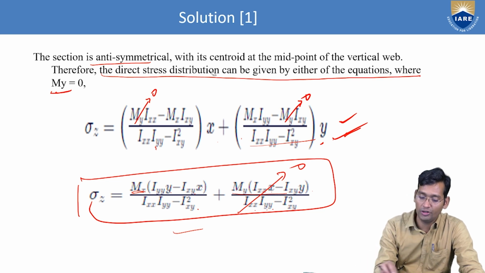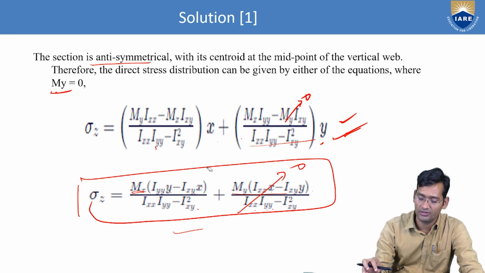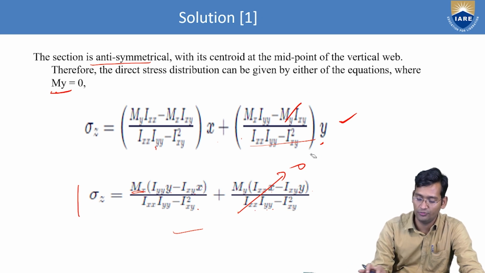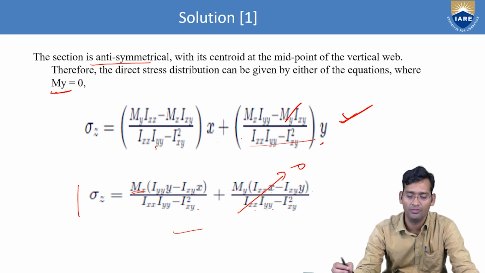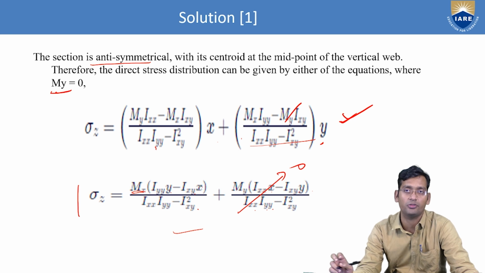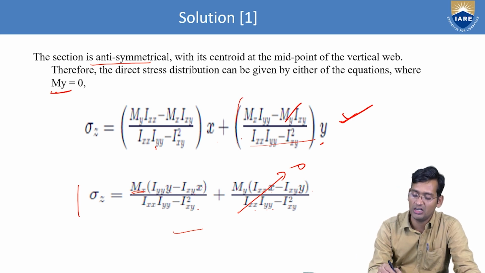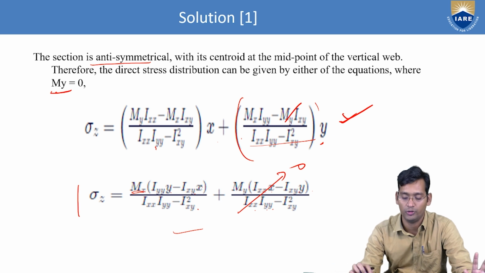So according to this one, we know that sigma z is what? My, right? So this formula we know for sigma z: that is (My Ixx minus Mz Izy) by (Izz Iyy minus I square xy) into x, and similarly for y, (Mx Iyy minus My Ixy) by (Ixx Iyy minus I square xy) into y.